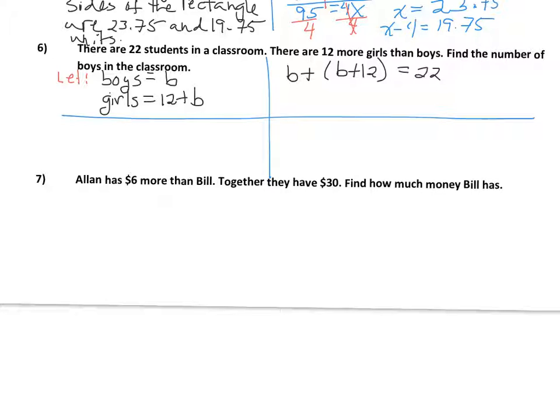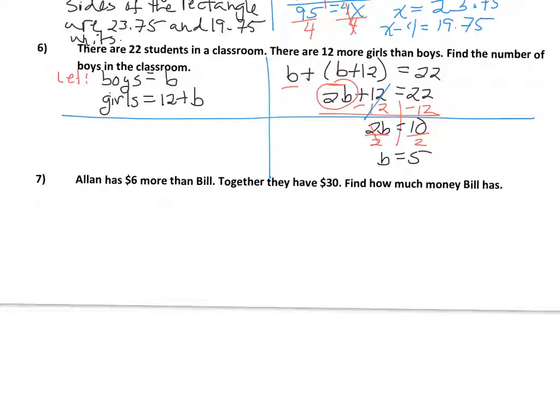So we do have like terms. We have 1B and 1B, which gives us 2B plus 12 equals 22. Now we have a two-step equation to solve. Let's isolate the 2B by subtracting 12 from both sides. 12's cancel. You have 2B is equal to 10. When you divide by 2, we get B is equal to 5.